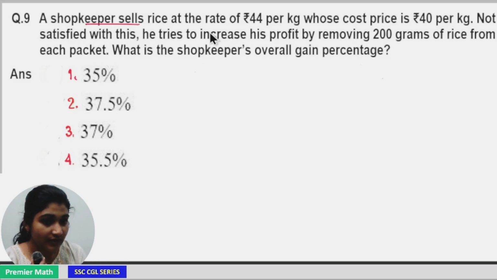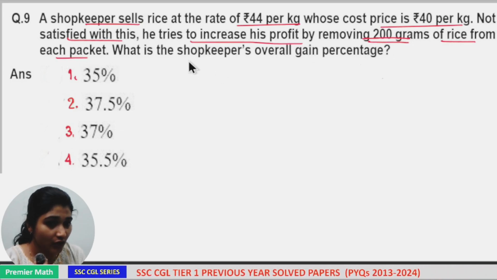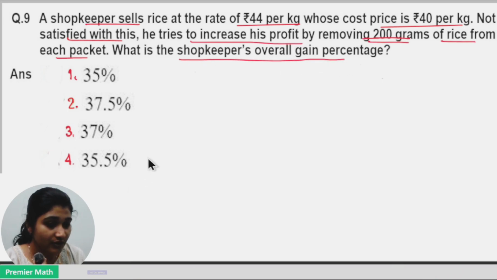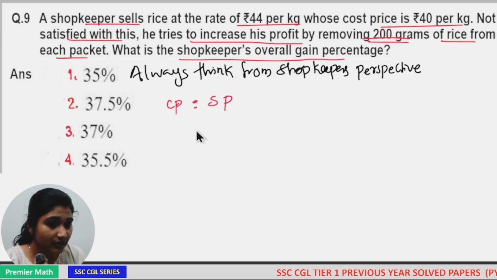A shopkeeper sells rice at the rate of 44 per kilogram whose cost price is 40 per kilogram. Not satisfied with this, he tries to increase his profit by removing 200 grams of rice from each packet. What is the shopkeeper's overall gain percentage? Here in this kind of question, always think from the shopkeeper's perspective. That is, think about his cost price and his sell price. Shopkeeper's cost price and shopkeeper's sell price.